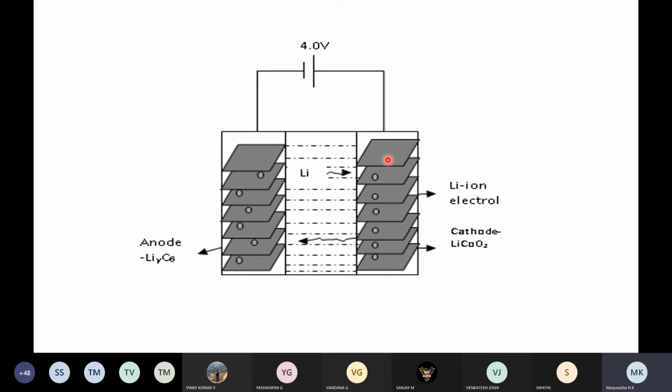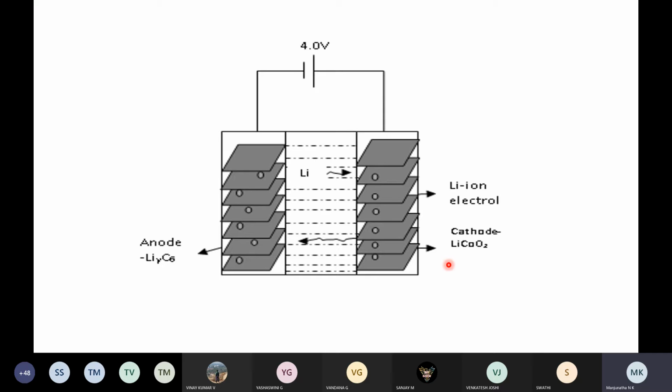This lithiated cobalt oxide acts as a cathode, and it consists of an electrolyte, that is, lithium salts dissolved in an organic solvent. It acts as an electrolyte, and both anode and cathode are separated by a separator, that is, a polypropylene membrane. So this is about the construction of the lithium cobalt oxide battery.